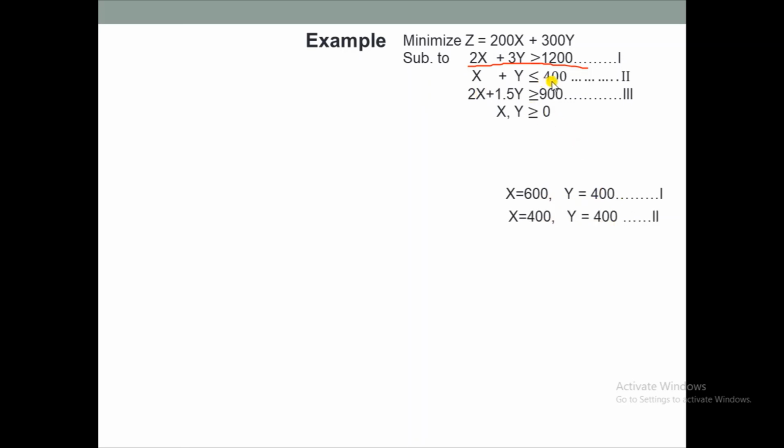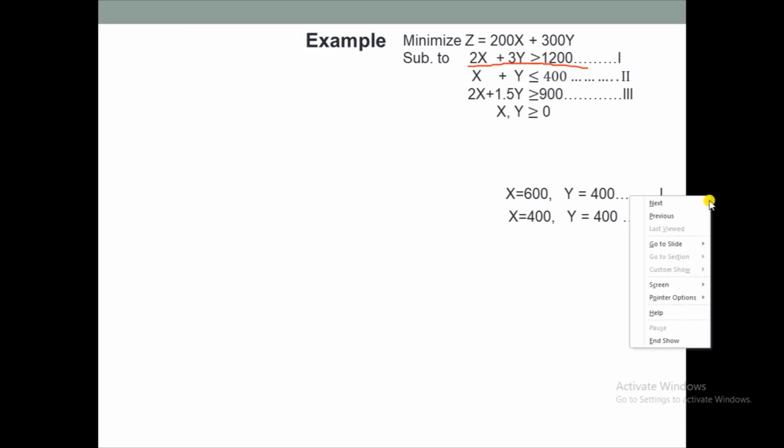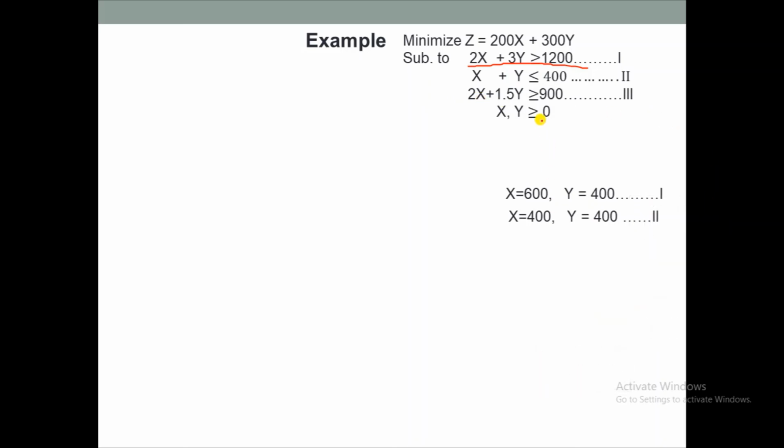Second is x plus y less than or equal to 400. When you convert it into an equation, simply x equal to 400, y equal to 400. Third is 2x plus 1.5y greater than or equal to 900. Here, when we convert it into an equation, once we put y equal to 0, then x will be equal to 450, and when we put x equal to 0, then y will be equal to 900 divided by 1.5, that is 600. So the coordinates are 450 comma 600. These are the coordinates for the three different types of constraints.